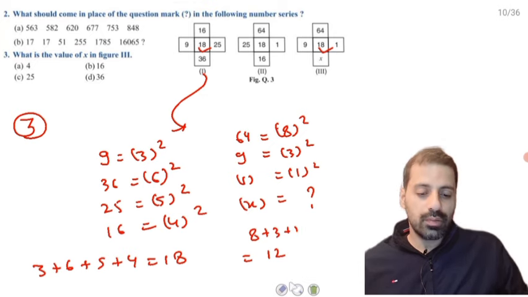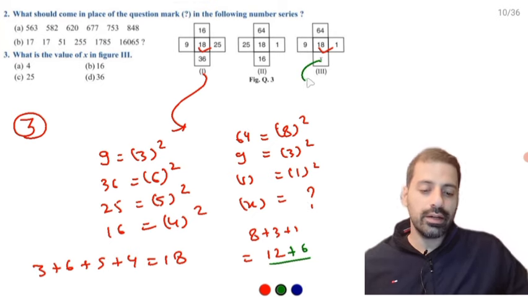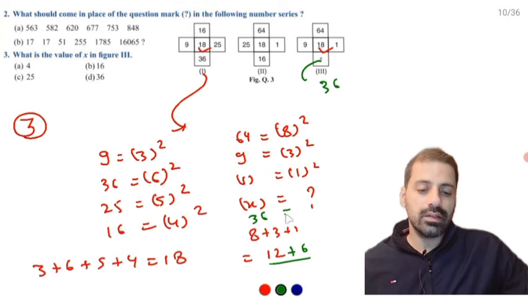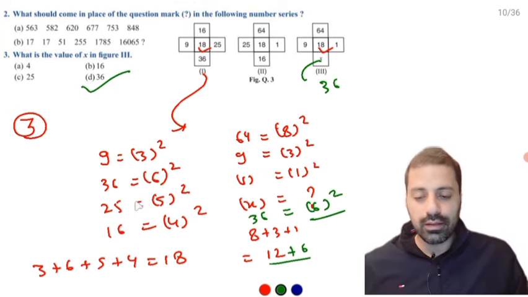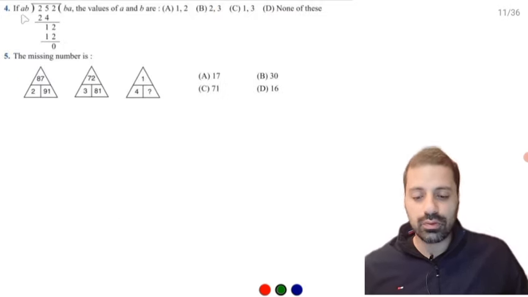This x is not part of this calculation. So here in 12 we have to add 6, so that I get 18. How can I get 18? When this x is replaced by 36, because 36 is the square of 6. Clear? Very good. So D is the correct answer of this question.